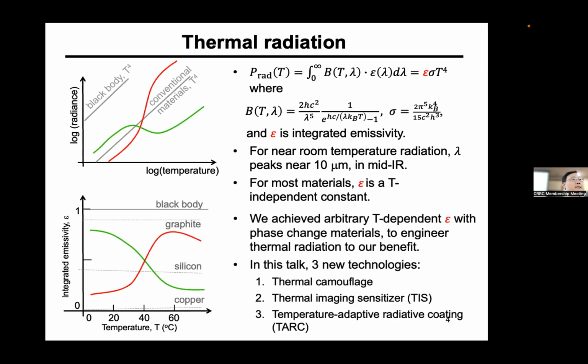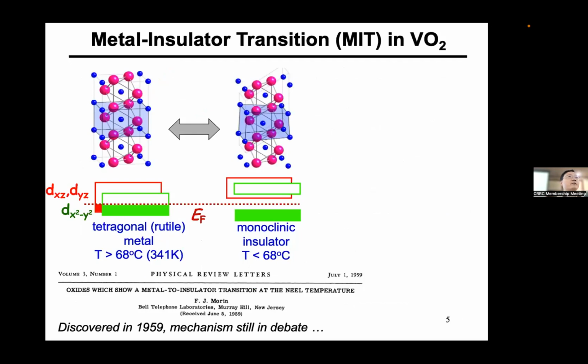But what we did in my lab is to break that law. We engineer a material, a phase-changing material, I will show you in the next slide, whose thermal emissivity is no longer a constant; it's dependent on temperature. In fact, we can almost arbitrarily engineer that temperature dependence of emissivity. We can make it increase as a function of temperature or decrease as a function of temperature. So how do we do that? We do that using this phase-changing material.